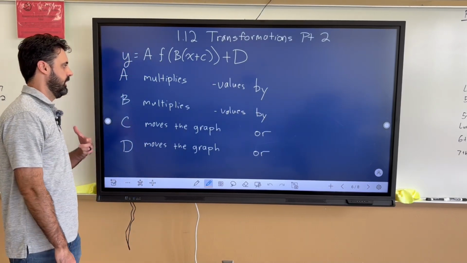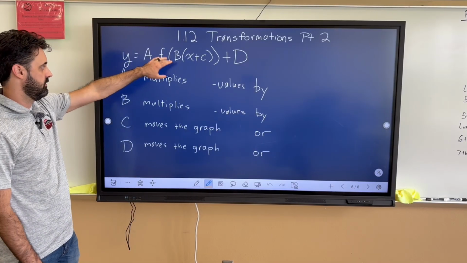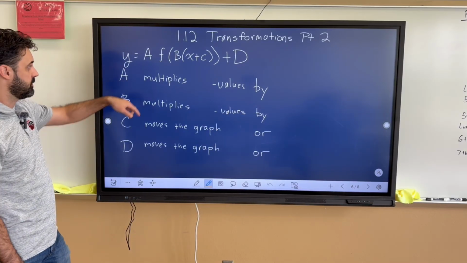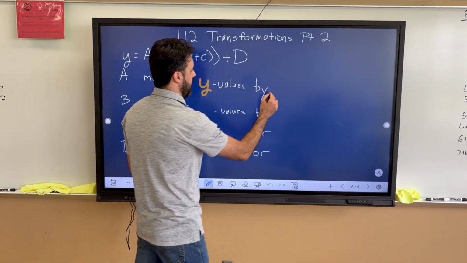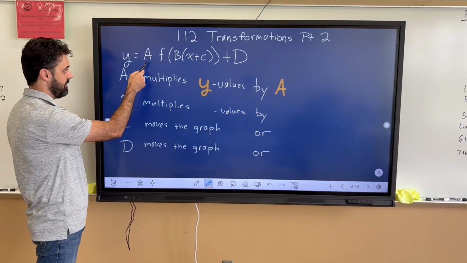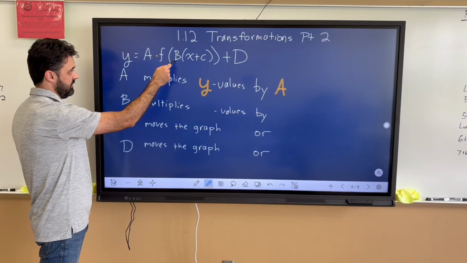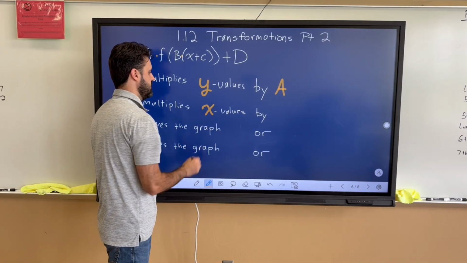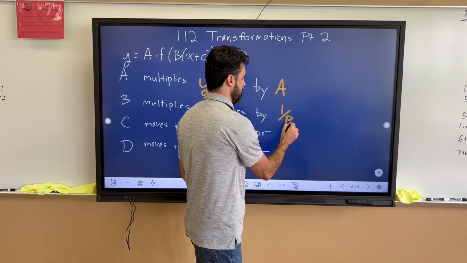Before we get into what we're doing today, just a quick reminder that if we have a function f of x with 4 transformations, a, b, c, and d, a is going to multiply, because it's on the outside, it's going to multiply the y values by whatever a is. Again, on the outside, it changes the y values, and it's multiplication. B is on the inside. It's still multiplication, but it's going to multiply the x values. Whatever's inside changes the x values, and it's going to multiply it rather by 1 divided by b, the reciprocal of b.